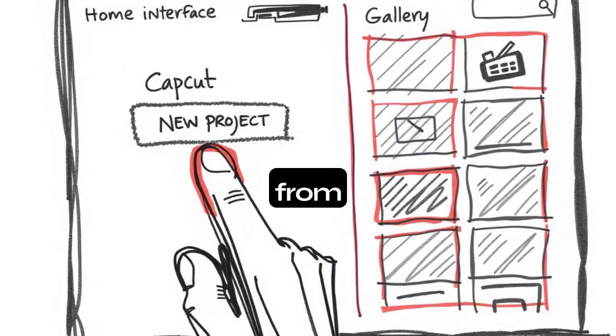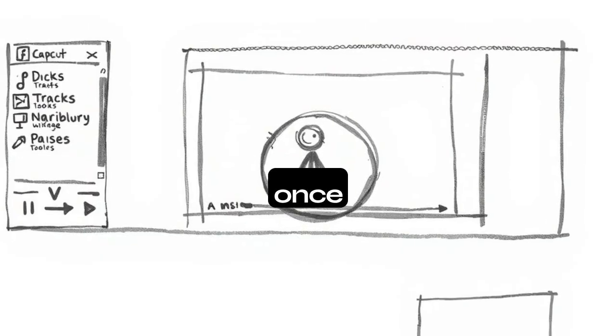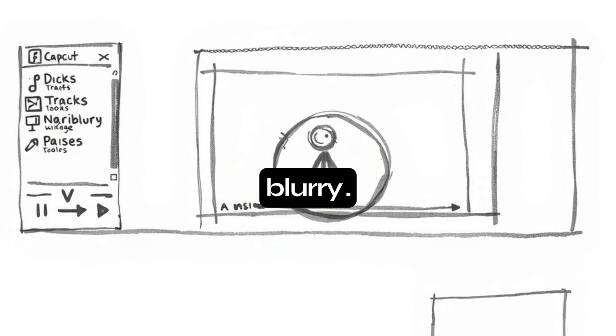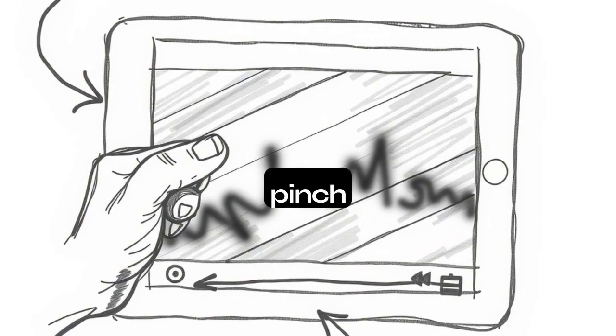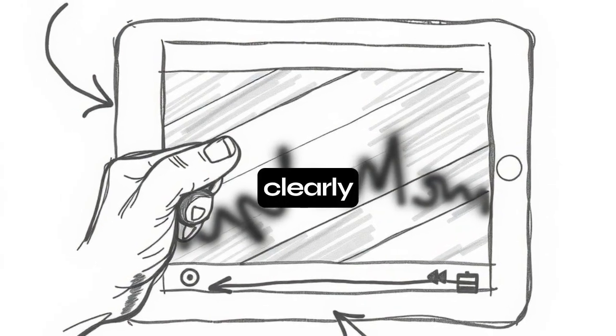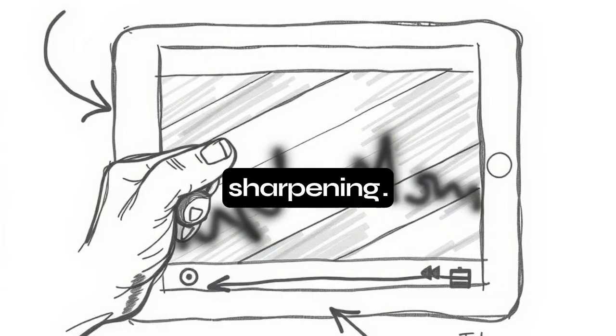Import your blurry clip from your gallery. Play the clip once and pause on the part that looks the most blurry. This will make it easier to see your changes. Now pinch to zoom into the preview so you can clearly see the edges and details that need sharpening.